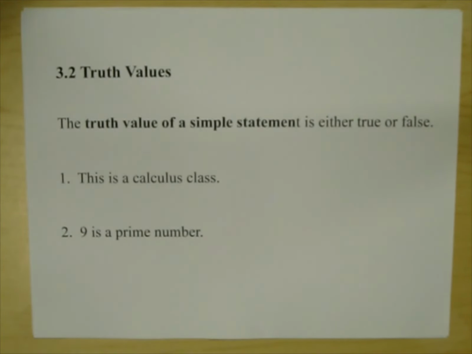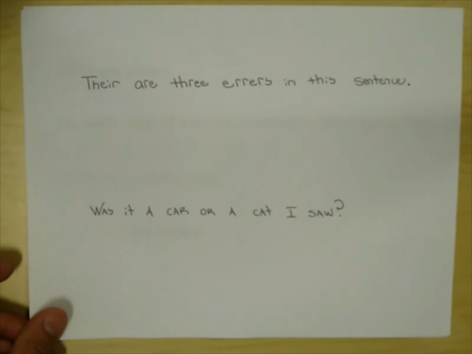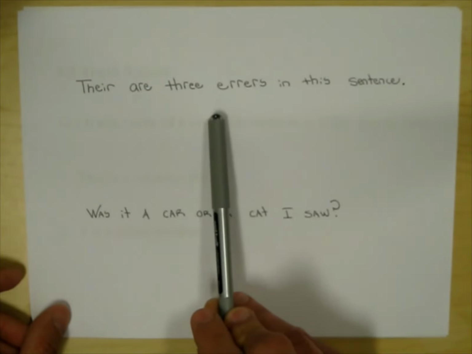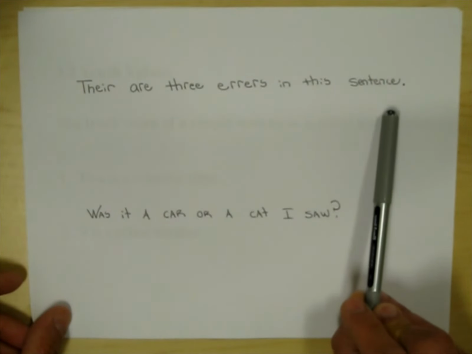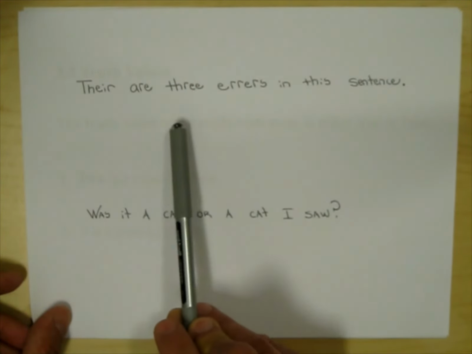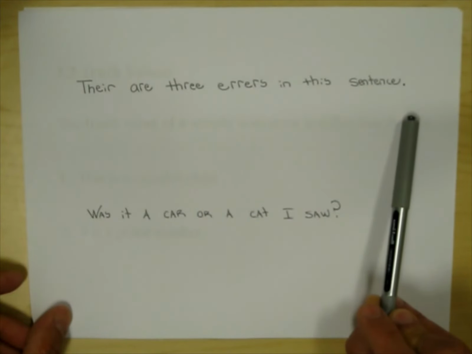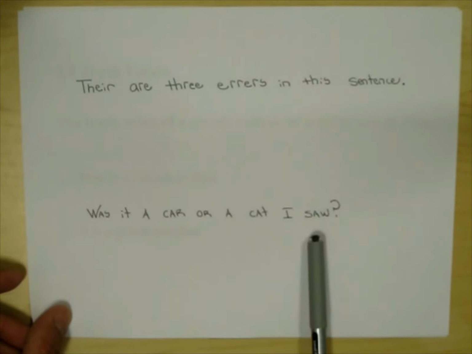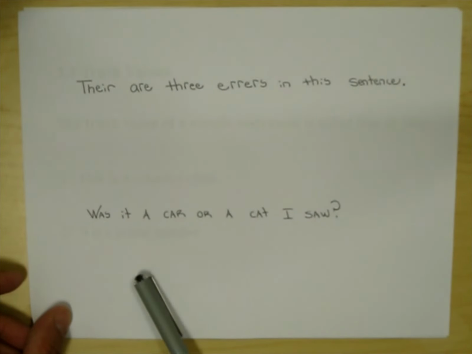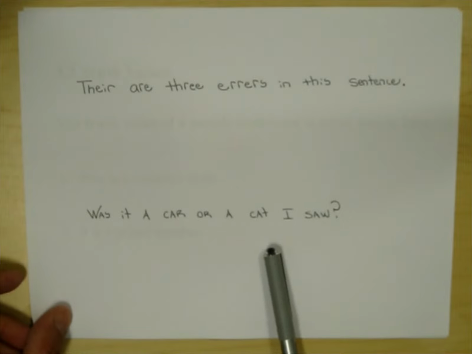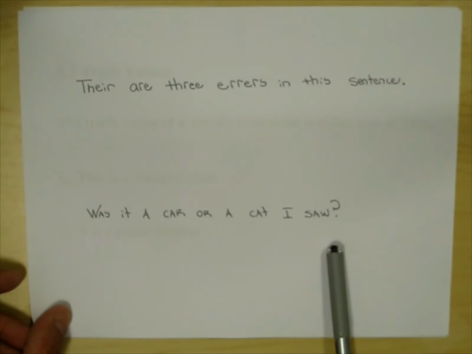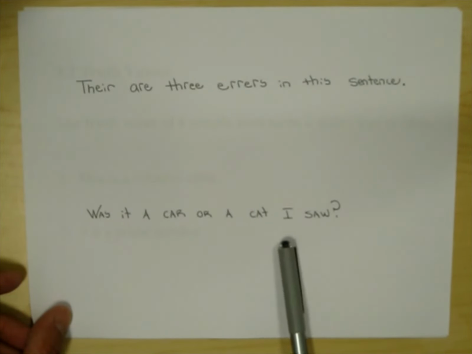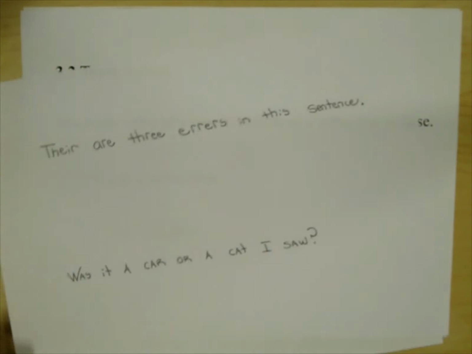Before we get into it, let's take a look at our puzzles for the day. There are 3 errors in this sentence. So go ahead and find the 3 errors. And what's significant about this sentence? So these are 2 different puzzles. Was it a car or a cat I saw? So there's something unique about that question. So those are the puzzles. We'll get them at the end.